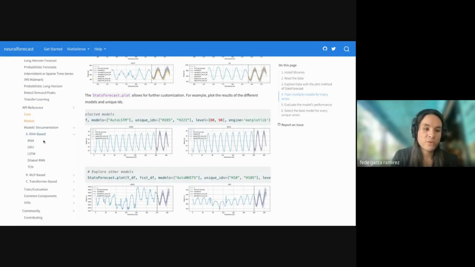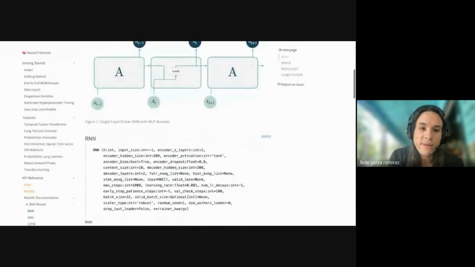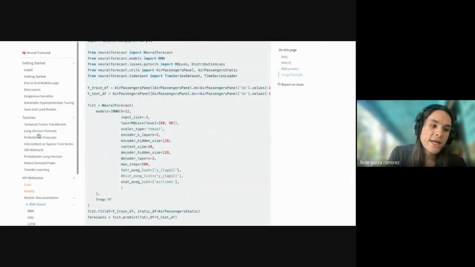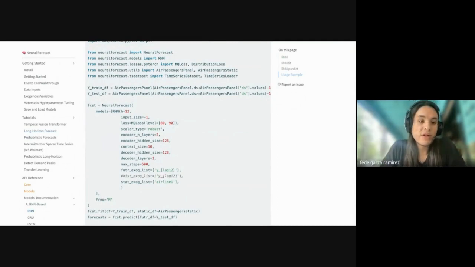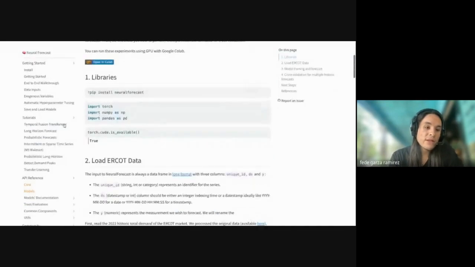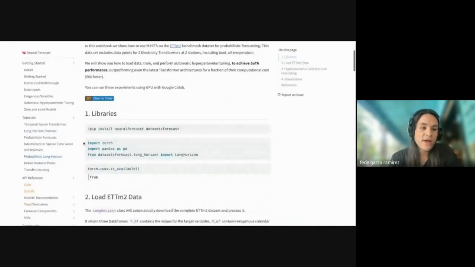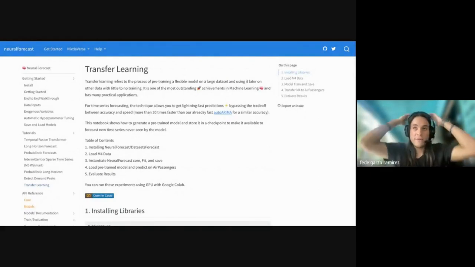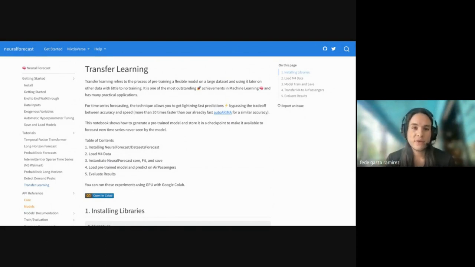For example, if you go to the models documentation, you'll see the RNN-based ones, which are RNN, GRU, LSTM, and so on. And also, you will have access to the hyperparameters of the model and a little explanation about the architecture of the models. Another thing you can try using NeuralForecast is long horizon forecasting. Also, how to use the temporal fusion transformer model. How to produce probabilistic long horizon forecasts, and one of the most interesting things, I think, transfer learning, which consists basically in training a neural forecasting model on a particular data set, and then just reusing that trained model on another data set.